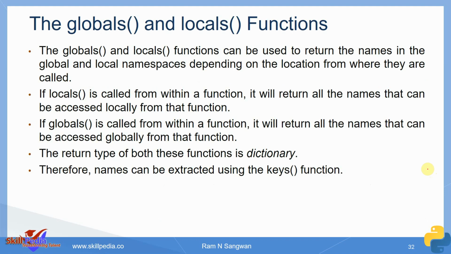Globals and locals functions. The globals and locals functions can be used to return the names in the global and local namespaces, depending on the location from where they are called. If locals is called from within a function, it will return all the names that can be accessed locally from that function. If globals is called from within a function, it will return all the names that can be accessed globally from that function. The return type of both these functions is a dictionary, that is key-value pairs. Therefore, names can be extracted using the keys function.